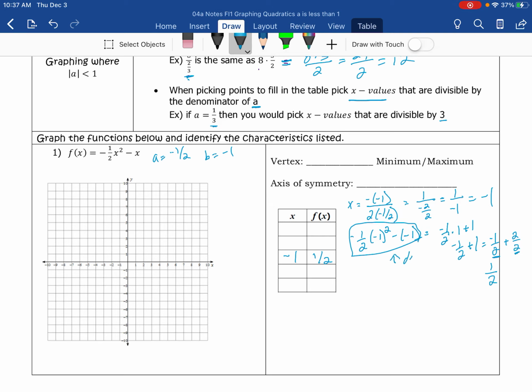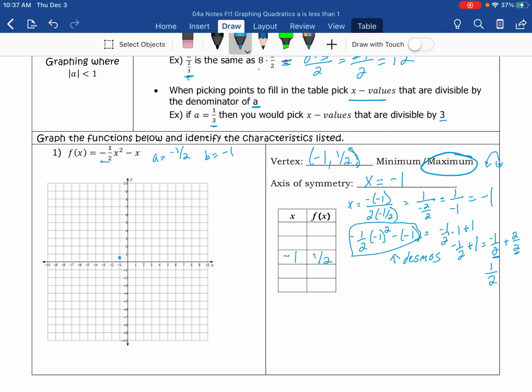But again, you can take this and put this into Desmos and it'll give you your answer as well. And the same thing for the other points. I just want to make sure that you're picking the correct type of points. So my vertex here is (-1, 1/2). I know that since my a value is negative here, it's going to be concave down, which means that this is going to be a maximum. And I know my axis of symmetry is going to be the line x equals -1.